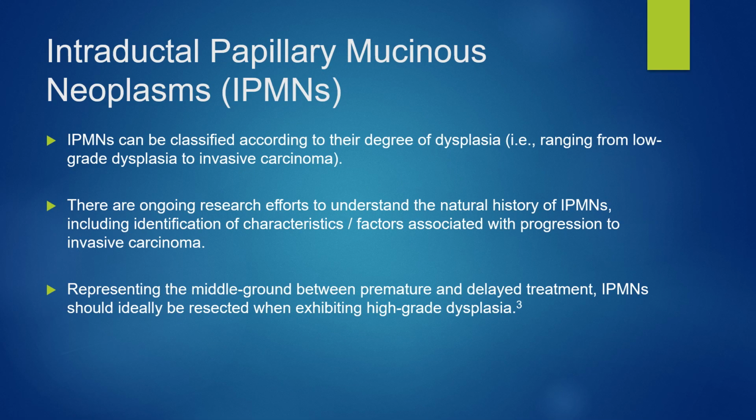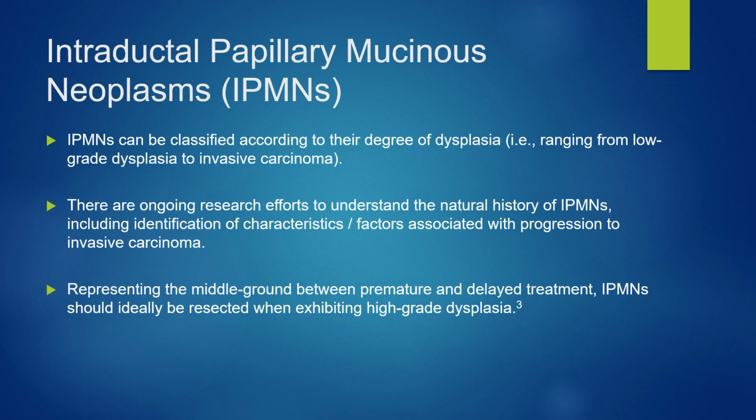And so IPMNs are further categorized in a variety of different ways, most often in terms of main duct versus branch duct IPMN, kind of describing whether the IPMN is found in the main or a side branch duct of the pancreas. And this is relevant because main duct IPMNs tend to portend a higher risk of malignancy. And then, of course, pathologically, we classify IPMNs according to their degree of dysplasia, ranging from low-grade dysplasia all the way to invasive carcinoma.